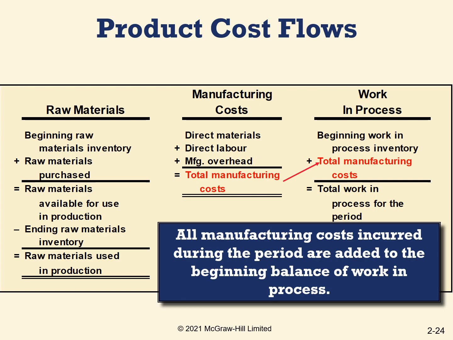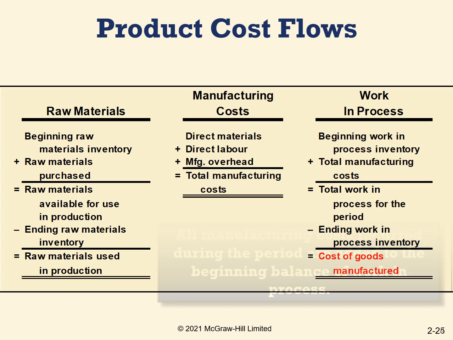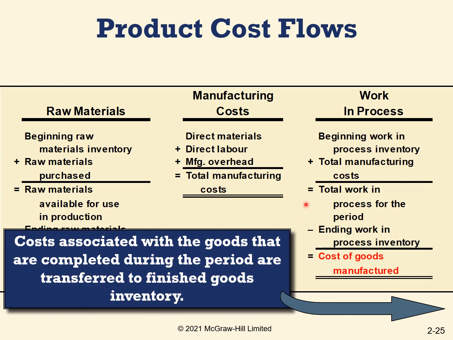And on the next slide, you'll see how it flows further. So as you can see, we had all of our total manufacturing costs go over here into our total work in progress for the period. From all the costs, we're going to take away our ending work in progress. So this is what we end with at the end of the period.